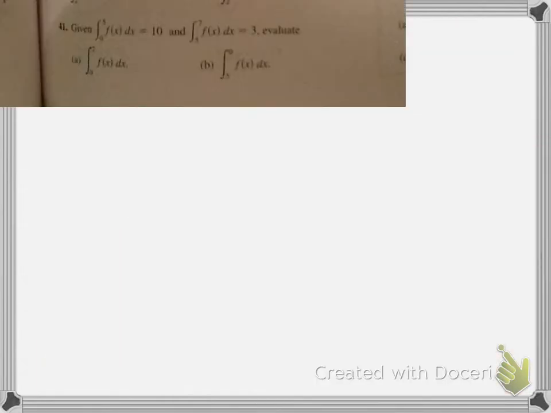As we keep going here, that says the integral from 0 to 7 of f of x dx. Well, from 0 to 5, plus the integral of 5 to 7, so we're putting the parts together, it will give you the total area. So 10 plus 3, that's 13.